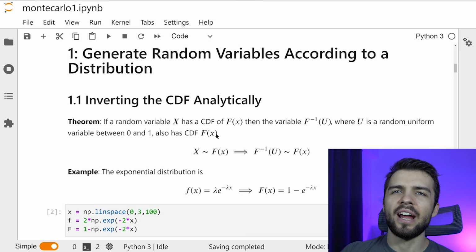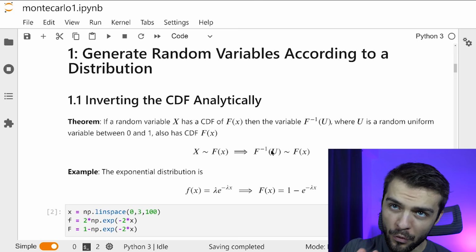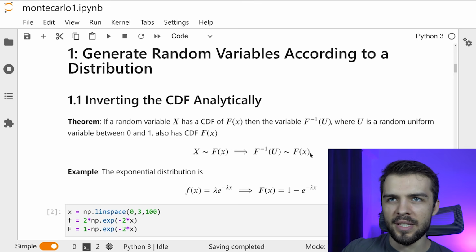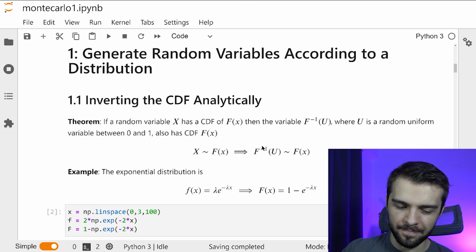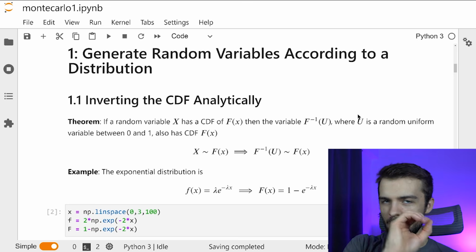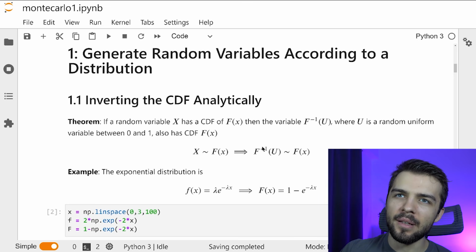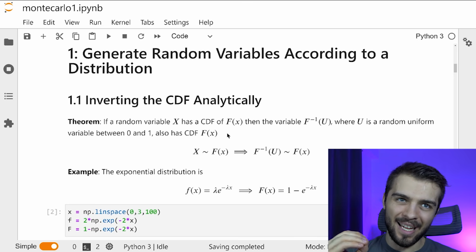So that's a lot, and I've written it really simply here. x tilde F of x means x is distributed according to F of x. That implies that F inverse of U, where U is a random number uniform between 0 and 1, also has this distribution. So this x and this both have the same distribution. That's a really useful tool. If I can generate lots of U's, a lot of numbers between 0 and 1, and I plug them into F inverse and I compute numbers, they'll be distributed the same as x. So this is the key result that all Monte Carlo is based on to some extent.